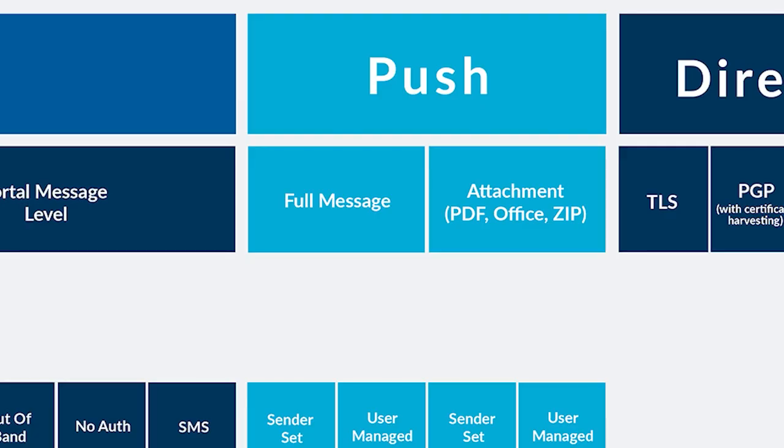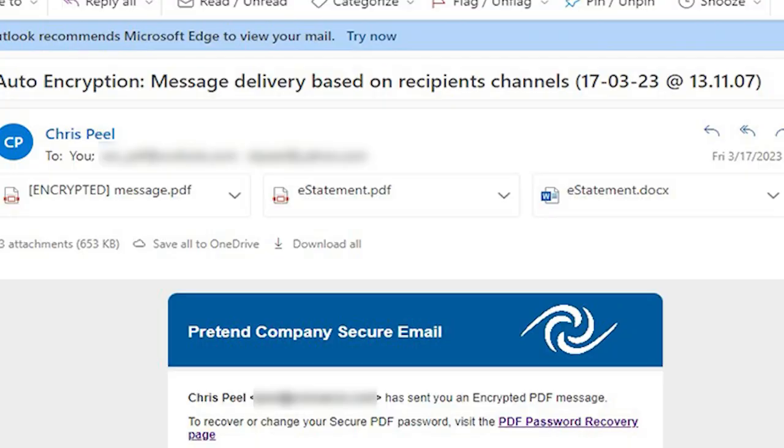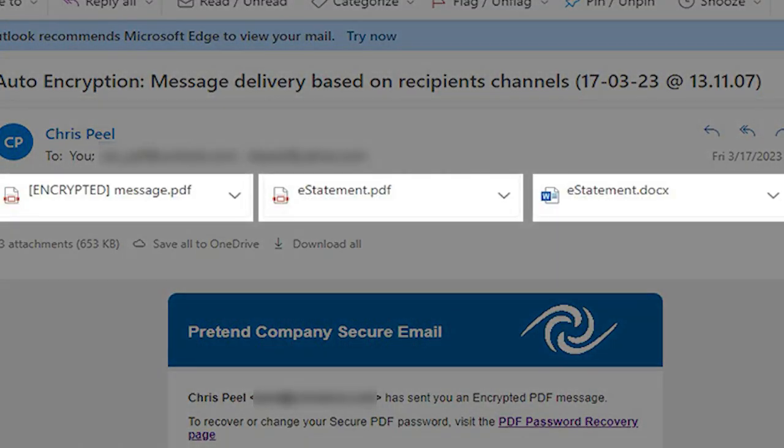In the one mode, we call full PDF. And really what this means is that we're encrypting the body of the message, we're rendering the body of the original email into a PDF, and then encrypting each of the attachments in place. And what that means is both the body of the message is protected and each attachment is encrypted as it's delivered to the recipient.